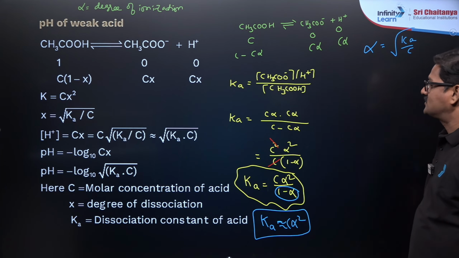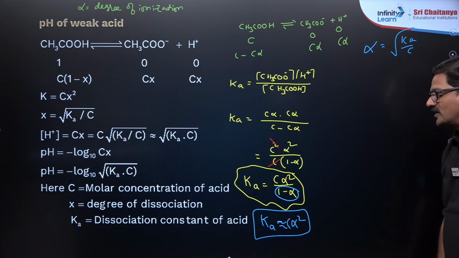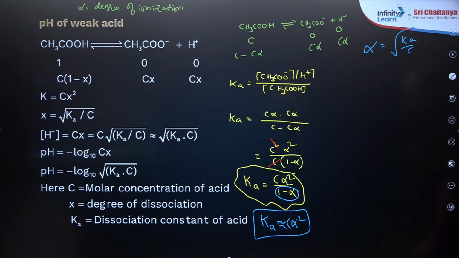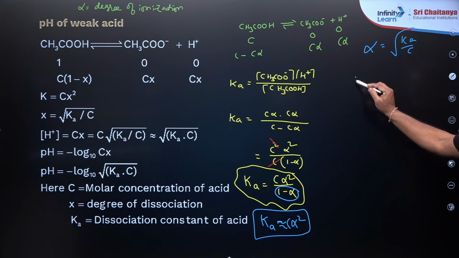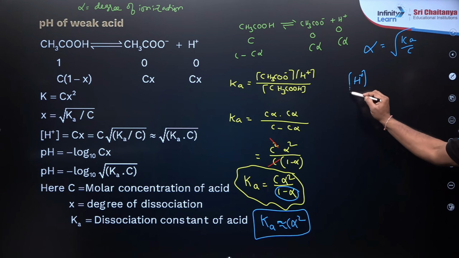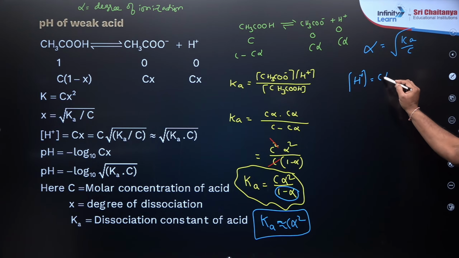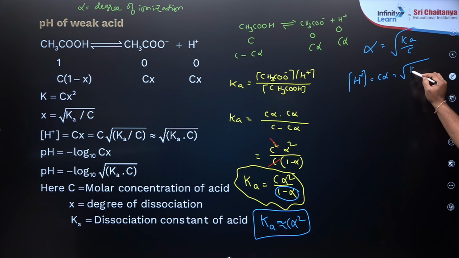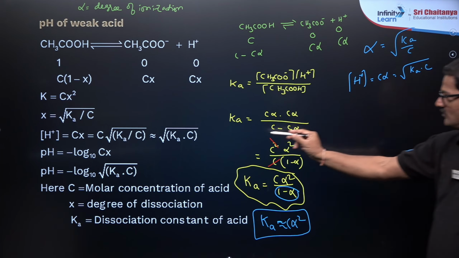H plus ion concentration is equal to C alpha. Okay, so I want to say alpha is equal to, so H plus ion concentration is equal to C alpha. C alpha is equal to root Ka dot C. That's what I want to mention here.